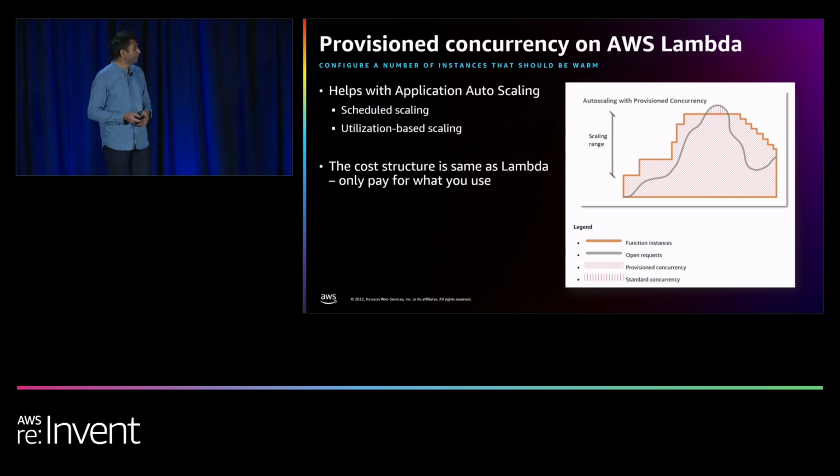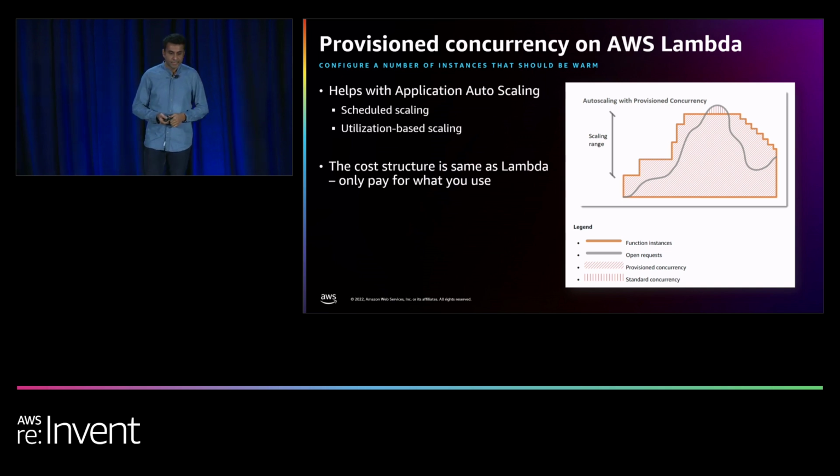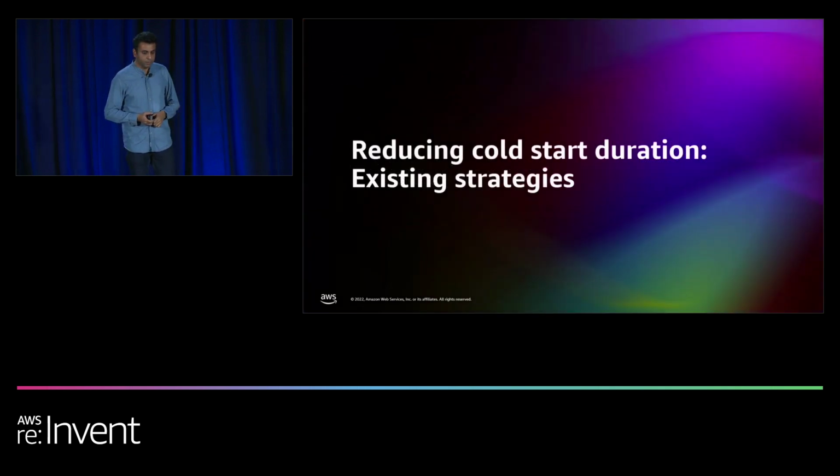So the cost structure is the same as Lambda, but obviously you pay more for the provisioned resources that you put behind your Lambda function. So we think that this is a great solution for scaling, but not so much for improving cold starts, although it works. Of course, it will work because your Lambda is always warm.